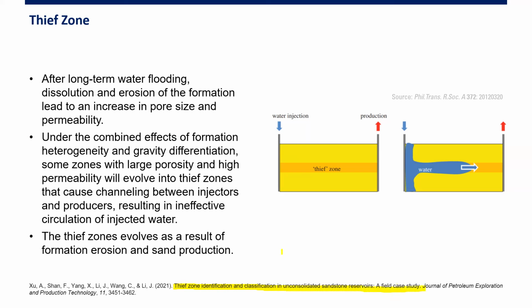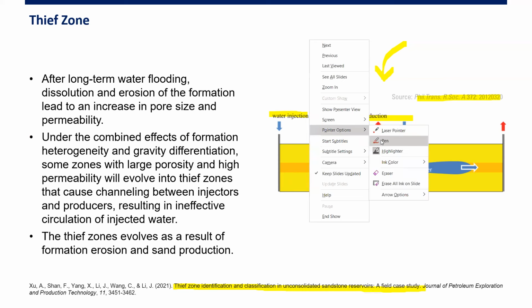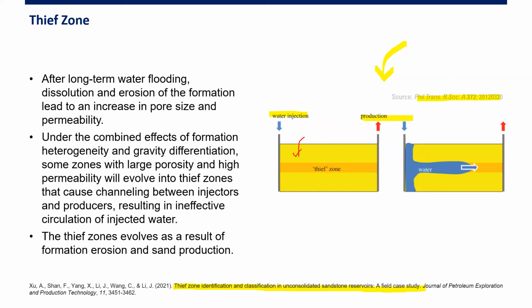All right, so starting from the right picture here, we have our conceptual picture of thief zone. I take the picture from this paper. All right, so we have here the water injection well, very basic, and production well. And I change it to pointer. We have reservoir section here. And for example, in this picture, in the middle, we have thief zones.